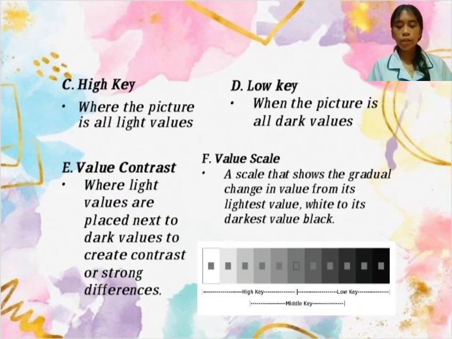High-key, where the picture is all light values. Low-key, when the picture is all dark values. Value contrast, when light values are placed next to dark values to create contrast or strong differences. Value scale, a scale that shows the gradual change in value from the lightest value, white, to its darkest value, black.